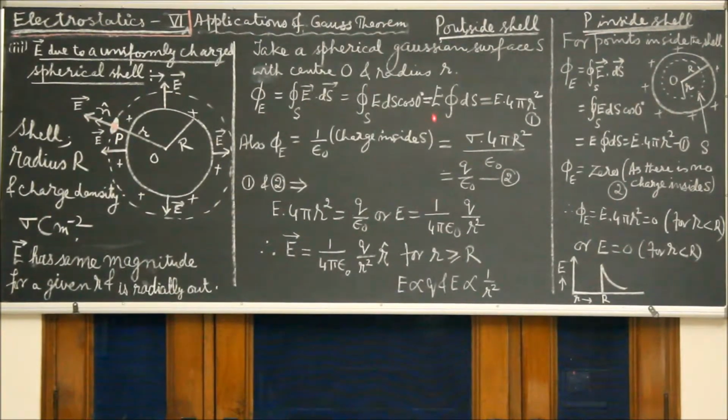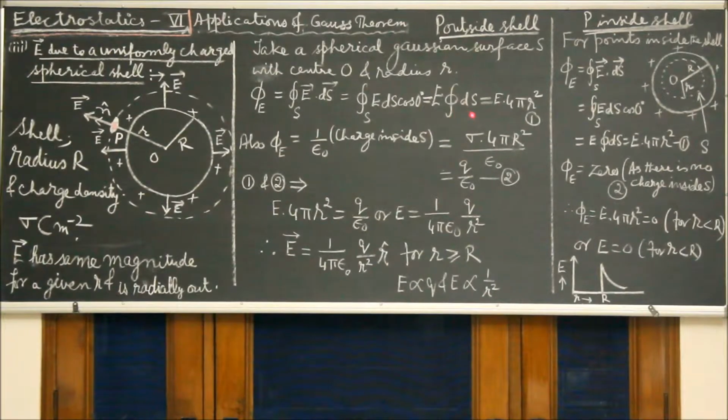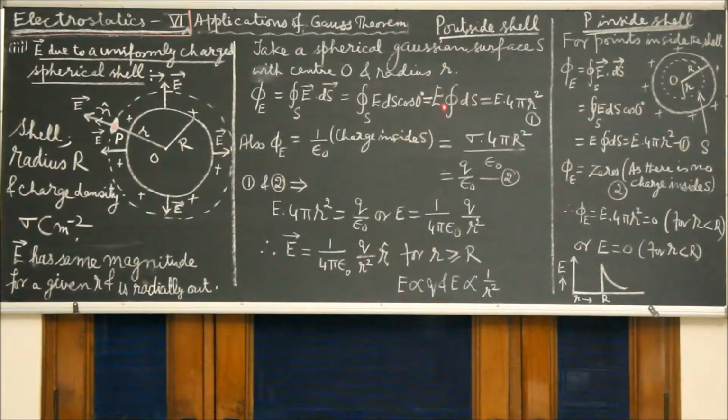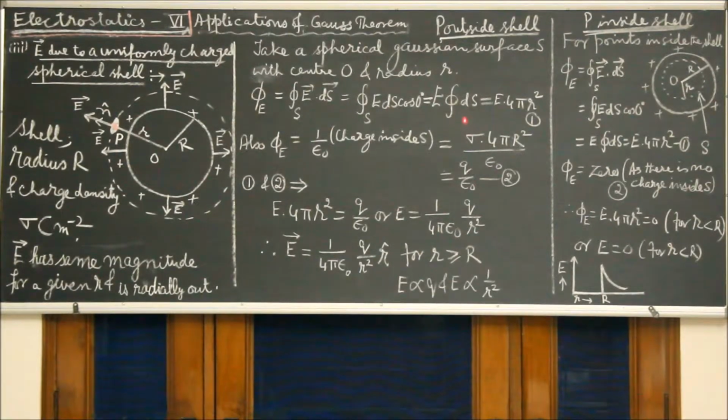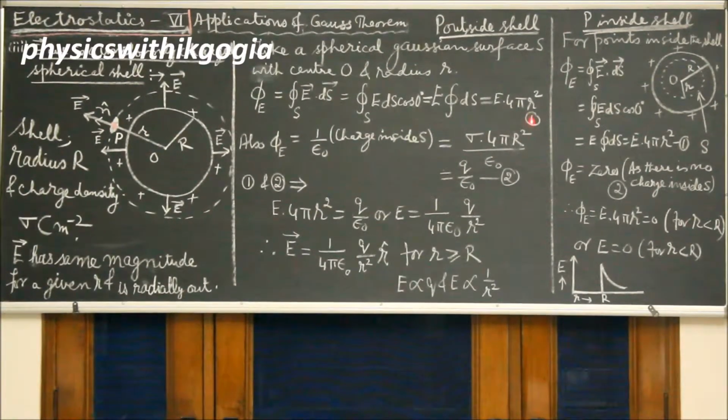So E integral ds, because E has the same magnitude over all the points which lie on this sphere. So E can be taken out of the integral. The integral of ds is the entire area of the Gaussian surface, which is 4 pi r square. Let's mark it as equation number 1.